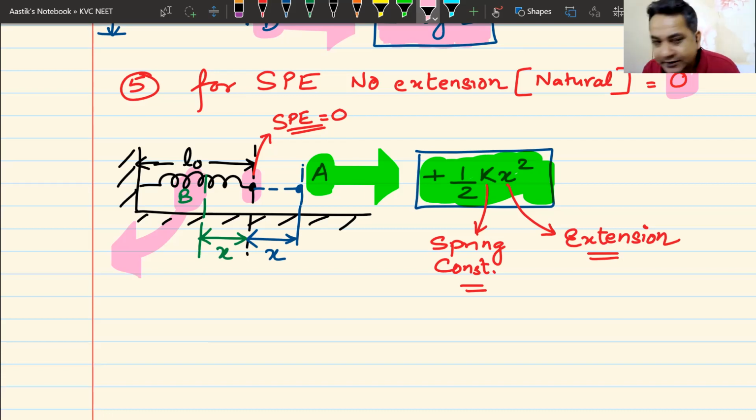Okay, I think you have your answers, Abhidam. What do you think is the spring potential energy at point B, where instead of extending it, I have compressed it? What would be the answer at point B? At point A, the energy is plus half kx square. What would be the energy at point B, which is compressed?